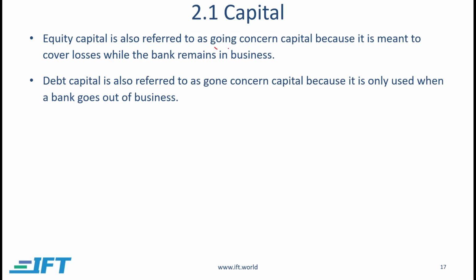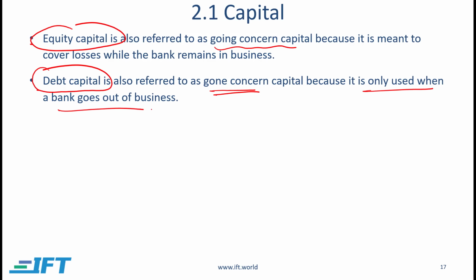Now, as long as the bank is a going concern, the equity capital will be there. The minute the equity capital is completely wiped out, then it will be known as a gone concern, and that is when it is going to be bankrupt, and the debt capital will be used to absorb the losses. This is obviously only done when the bank goes out of business, and once that happens, then your depositor's money is at risk. So, of course, from a regulator's perspective, we have to make sure that equity and debt capital, especially equity capital, is enough to absorb the expected losses and even a portion of unexpected losses.